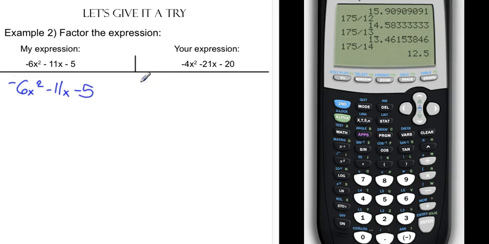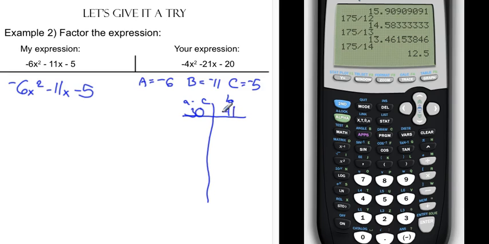and of course finding A, B, and C. Notice that that negative sign comes with it. A is negative 6, B is negative 11, and C is negative 5. And I do have to account for that as I'm finding these values. So now let's take A times C, which is negative 6 times negative 5, which is 30. And B is going to be negative 11. Now I have to find all the factors of 30 that will add up to negative 11.